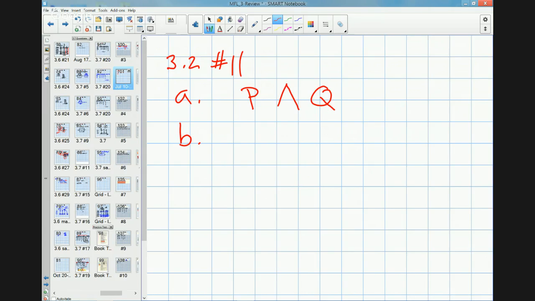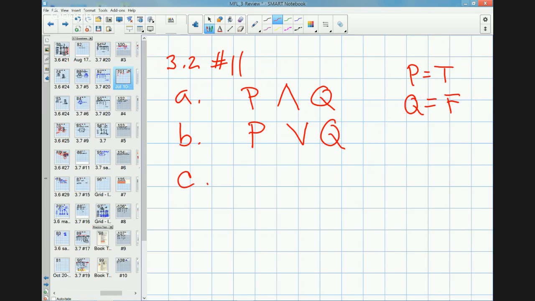It is raining, or I will go to the beach. Okay, that one was pretty simple. Gotcha. Part C. Oh, now watch this one. Part C. Assume that P is true and Q is false. Find the truth value. So P is true and Q is false.